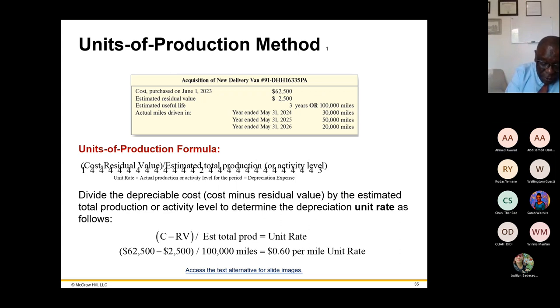12,000. It's 12,000. Is there anybody who wants to know how we got 12,000? Everybody knows how we got the 12,000. We multiply the unit per mile by 20,000, and we arrive at 12,000. So now my question is, at the end of the third year, what is the accumulated depreciation?